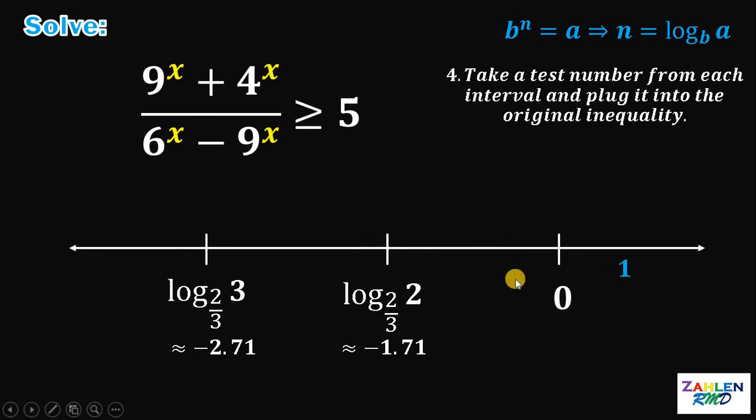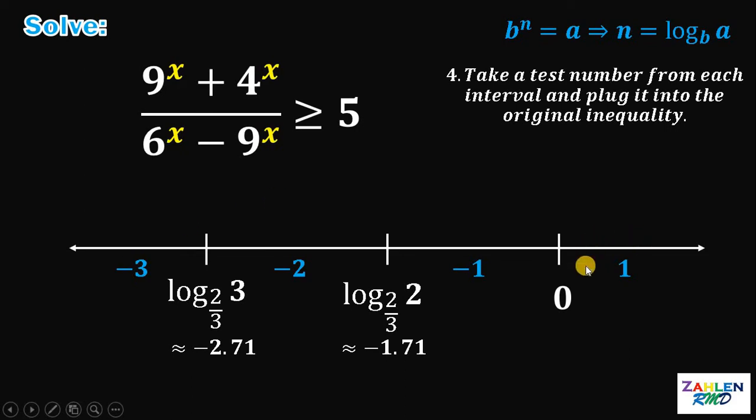Now how about in this interval between negative 1.71 and 0? The easiest number in this interval is just negative 1, and the easiest number between negative 2.71 and negative 1.71 is just negative 2. And on this interval, less than negative 2.71, we pick negative 3.